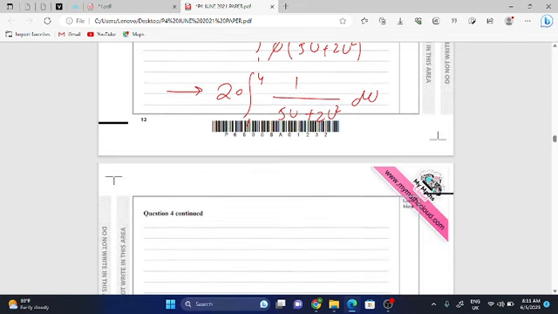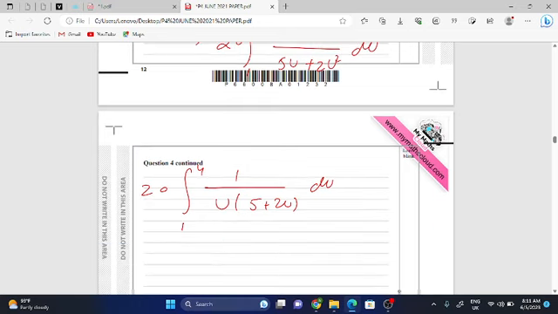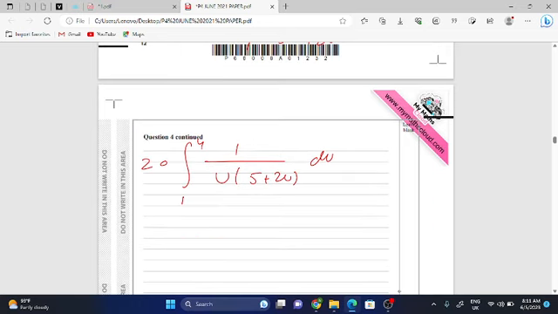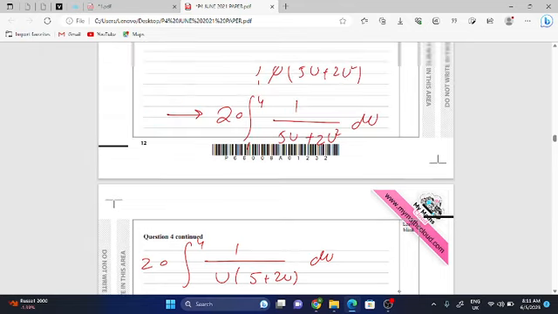Further, I can also take u common from the denominator, because I don't have another method to find it. So if I take u common, integral 1 to 4 of 1 dividing by u times 5 plus 2u du. Now there is no other method present in order to solve other than partial fraction. You have to use partial fraction over here.